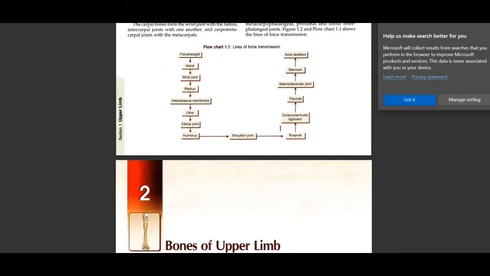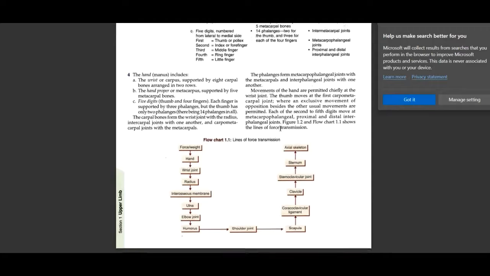In this way, we have seen the introduction part of the upper limb. Thank you.